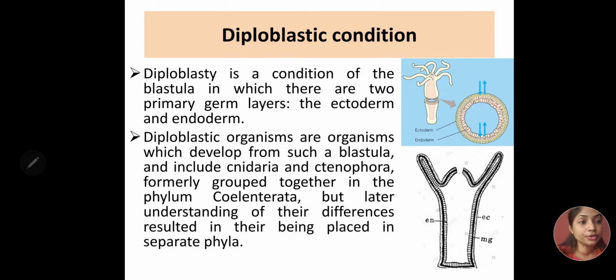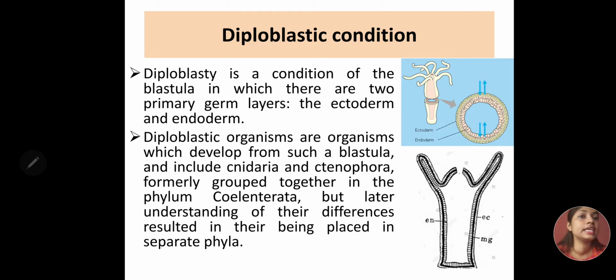So based on the number of germ layers, we have 2 conditions, that is diploblastic condition and triploblastic condition. Diploblasty is a condition of the blastula in which there are 2 primary germ layers, the ectoderm and the endoderm. Diploblastic organisms develop from such a blastula and include Cnidaria and Ctenophora, formerly grouped together in phylum Coelenterata, but later understanding of their differences resulted in them being placed in separate phyla.